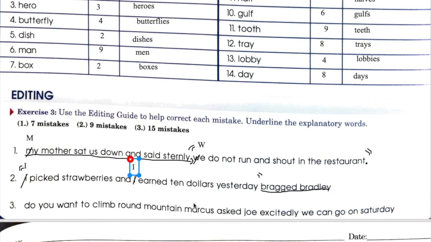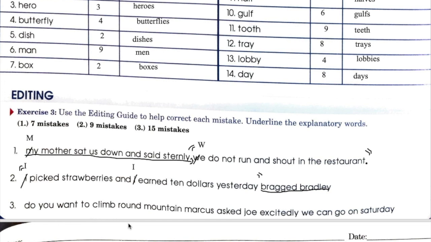Earned $10 yesterday. You should have noticed that this sentence has 2 independent clauses. I picked strawberries, I earned $10 yesterday. You know that they're independent clauses because they could stand on their own. Right? They both have a complete subject, a complete verb. They make complete sense on their own.